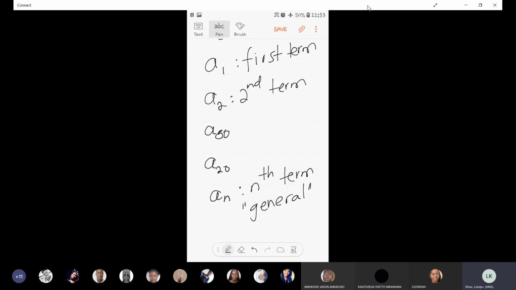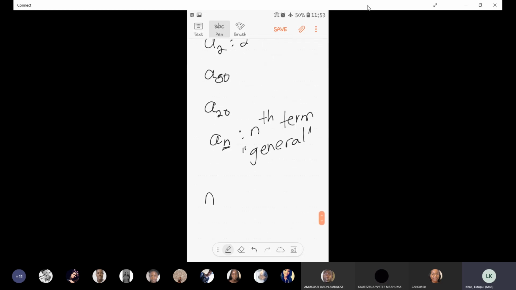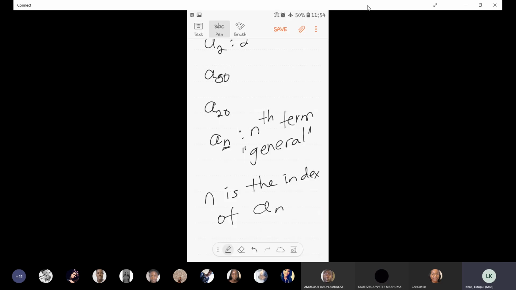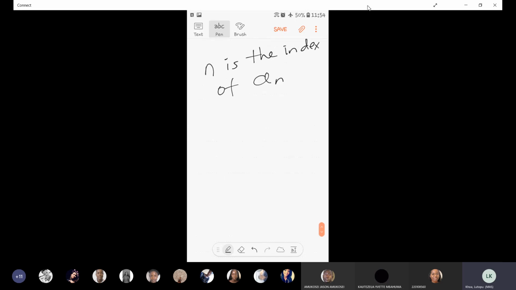Okay, then this integer n that we have over here, this is called the index of a sub n. So n is the index of a sub n. Okay, so it is similar to the way that we write logarithms. They're not the same size. The n is a subscript. It is smaller than the a. Now we can look at some more examples of sequences.